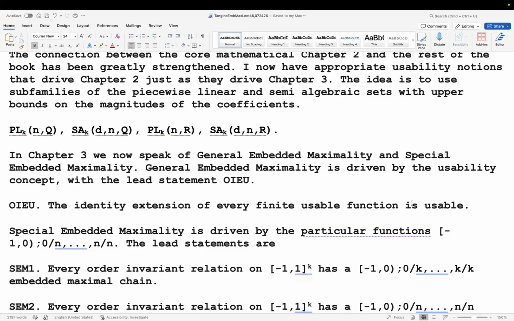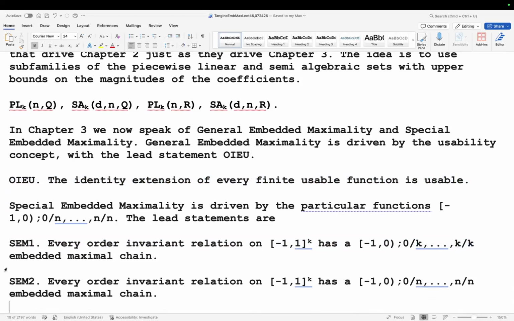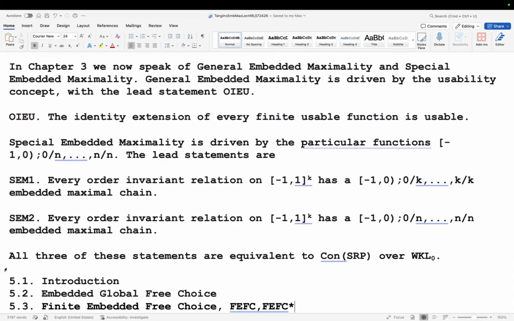So the reversal uses a specific one, and then the general theory of usable maps is this general theory. So OIEU is the lead statement of the general theory. This is not new. This is all just redoing it expositionally, re-exposition. The identity extension of every finite usable function is usable. That's the lead statement of general embedded maximality, and special embedded maximality has two lead statements, one using only one variable and the other using two variables. I think it's worth it to have both.